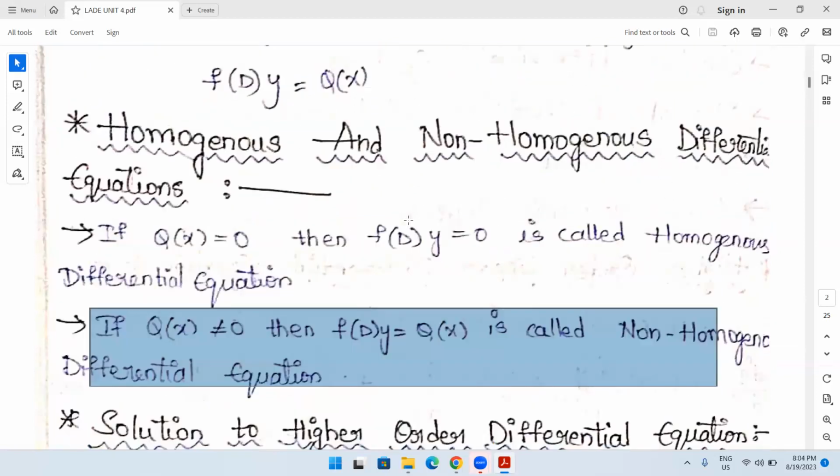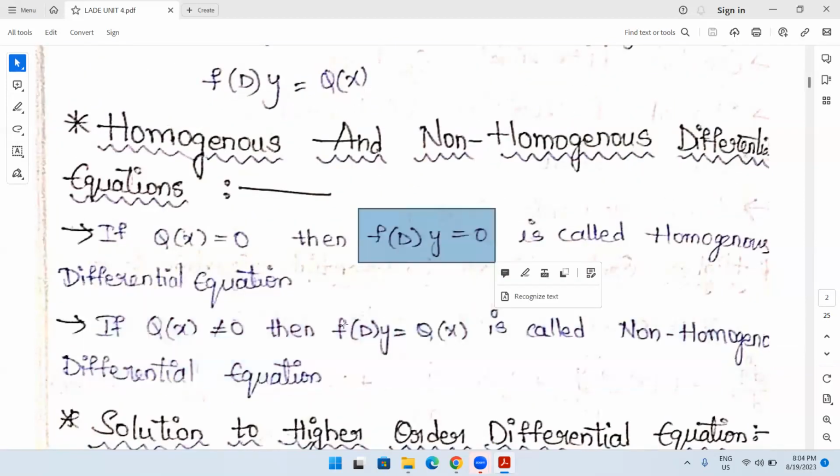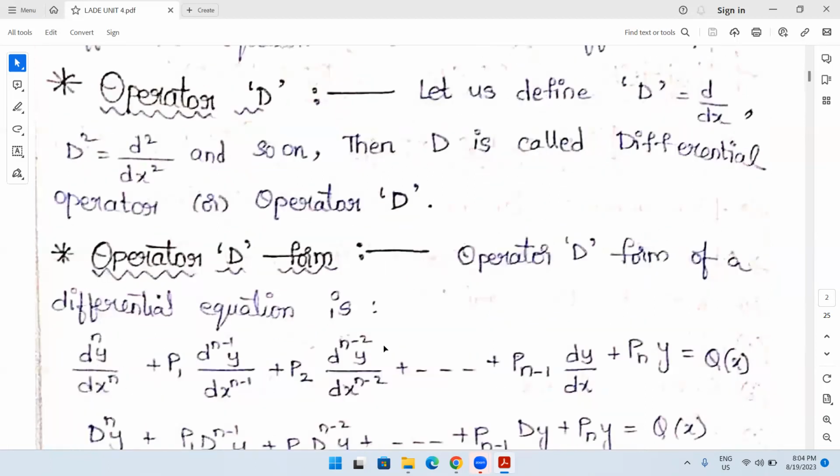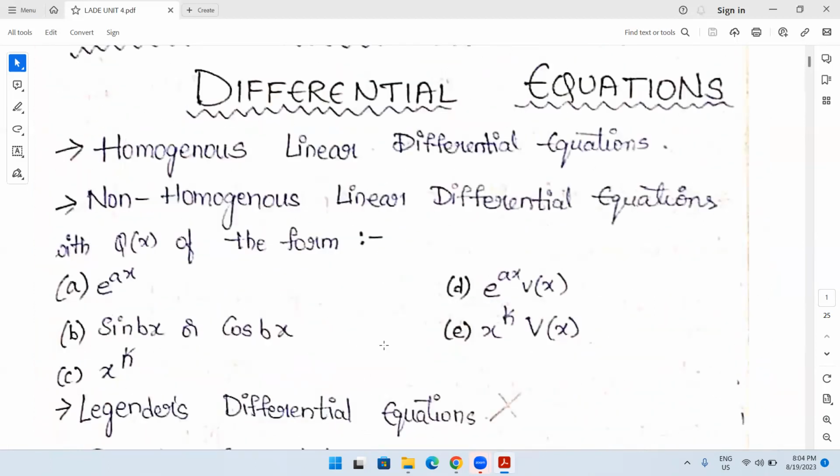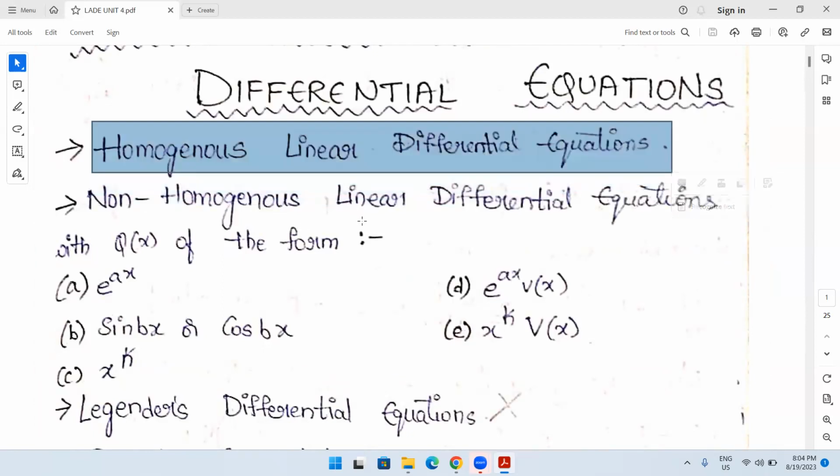Got it? f of D y is equal to 0 is homogeneous. f of D y is equal to q of x is non-homogeneous. So that's why, if you observe the topics, first of all, homogeneous linear differential equations, f of D y is equal to 0, that is, the right hand side is 0. We shall see the problems related to that.